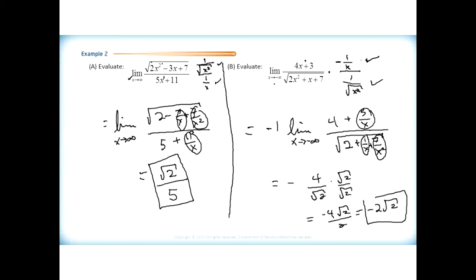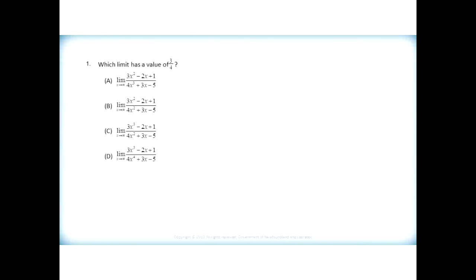Alrighty. Let's take a look at a test type question, and this one is a multiple choice question. It says, which limit has a value of 3/4? Well, we could work them all out, but if we remember what we saw in a previous example, then whenever these powers are the same, and I divide by 1 over x, or multiply by 1 over x squared, and then I'm dividing by x squared, the only one that's going to give me 2 of those guys left in the end will be part B here.